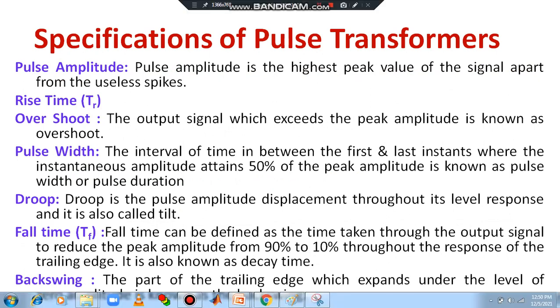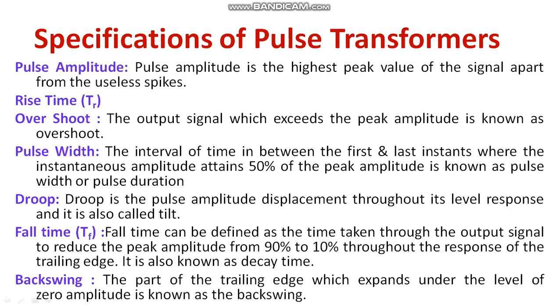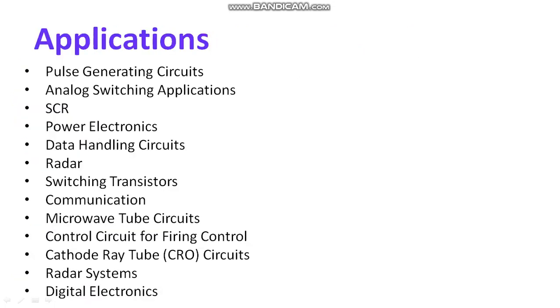In order to specify a pulse transformer, we have to follow the following parameters: pulse amplitude, then we have to consider the rise time, then the overshoot, pulse width, droop, the fall time, then backswing. These are the different specifications of a pulse transformer.